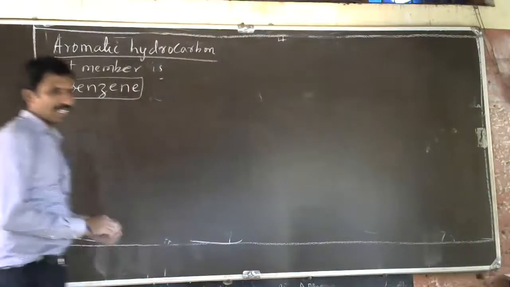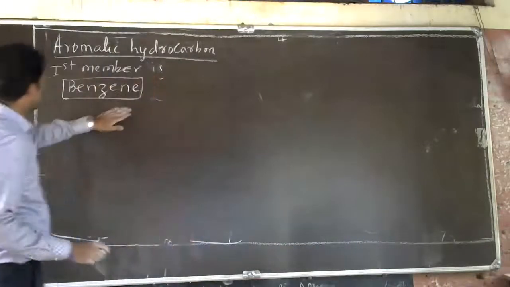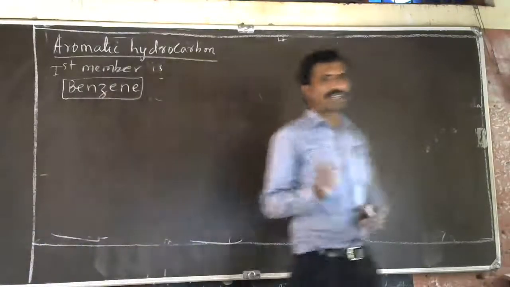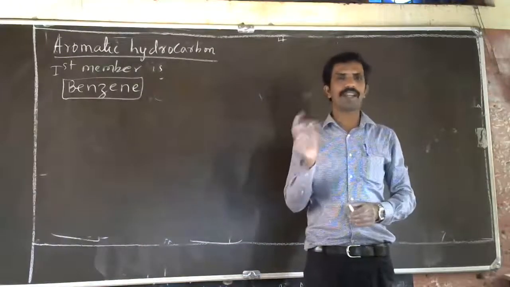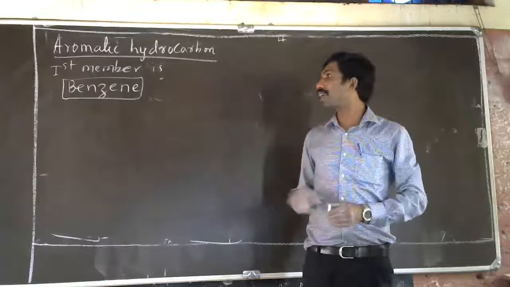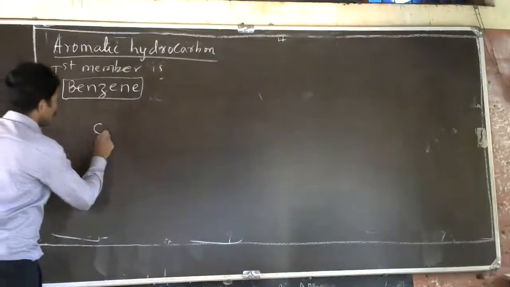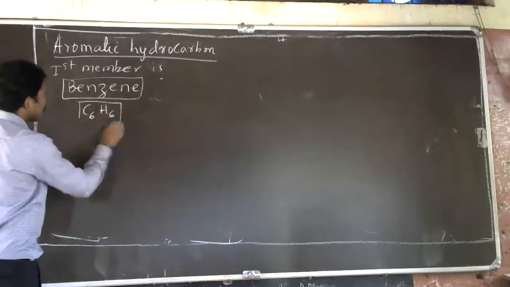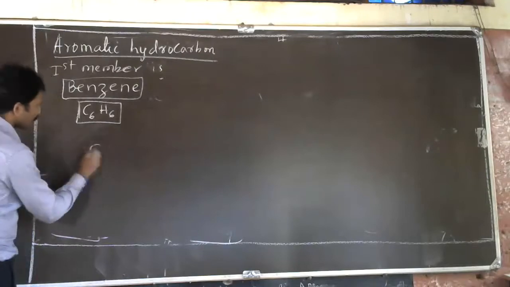So here there is no general formula. This is an aromatic hydrocarbon. Benzene is the first member. Aromatic hydrocarbon means the hydrocarbon which has a unique fragrance. Aroma means fragrance. So a hydrocarbon which has a unique fragrance is called an aromatic hydrocarbon. The first member of aromatic hydrocarbon is C6H6. So I'll write the structural formula for this.